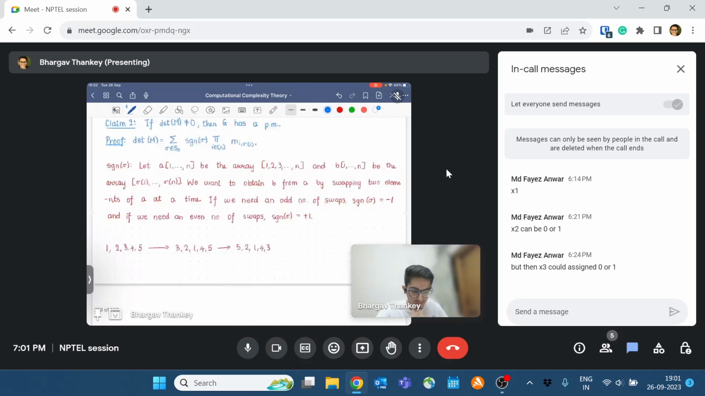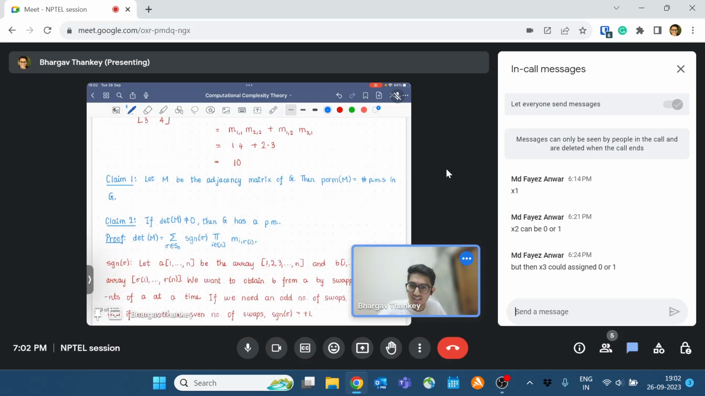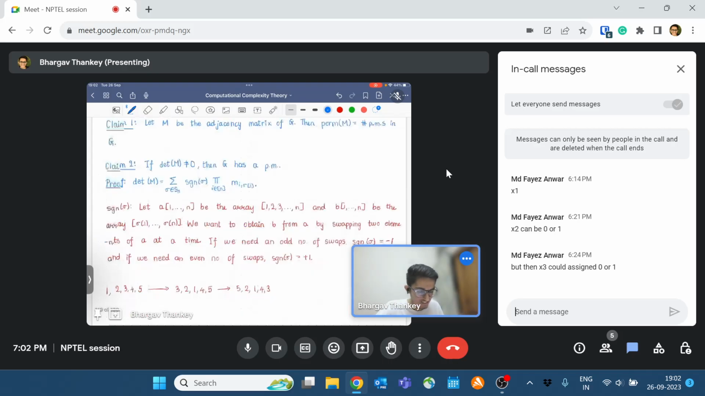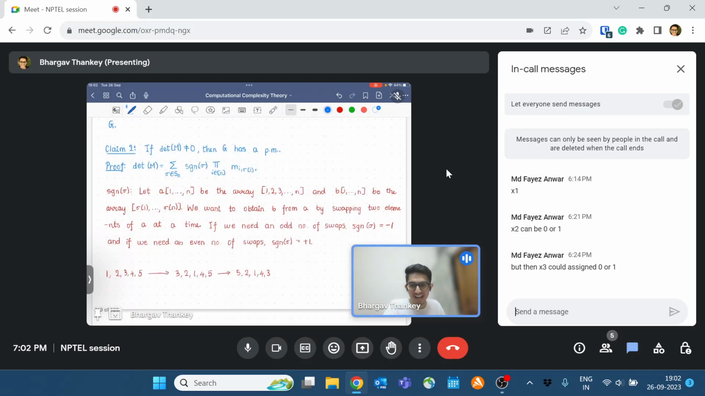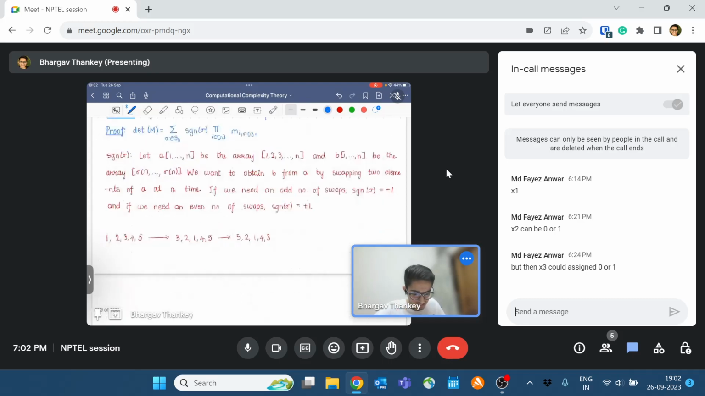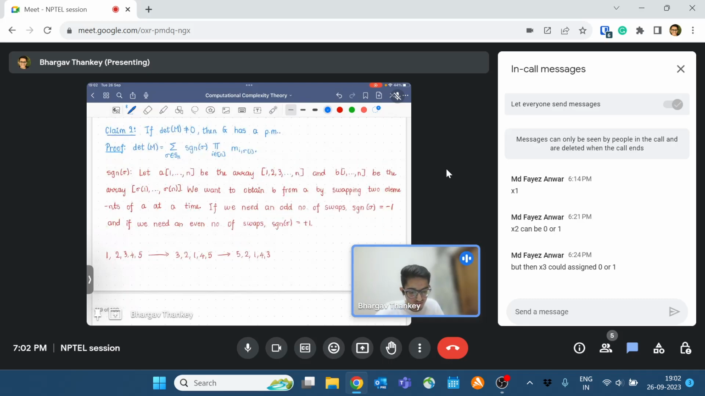Sometimes you write PM and sometimes you write PMS. What's the difference? PMS is perfect matchings, plural, and PM is perfect matching, singular. I should write the entire thing, but I don't want to write it over and over again. So PM stands for perfect matching, and S means plural. So if the determinant is non-zero, then G has a perfect matching.